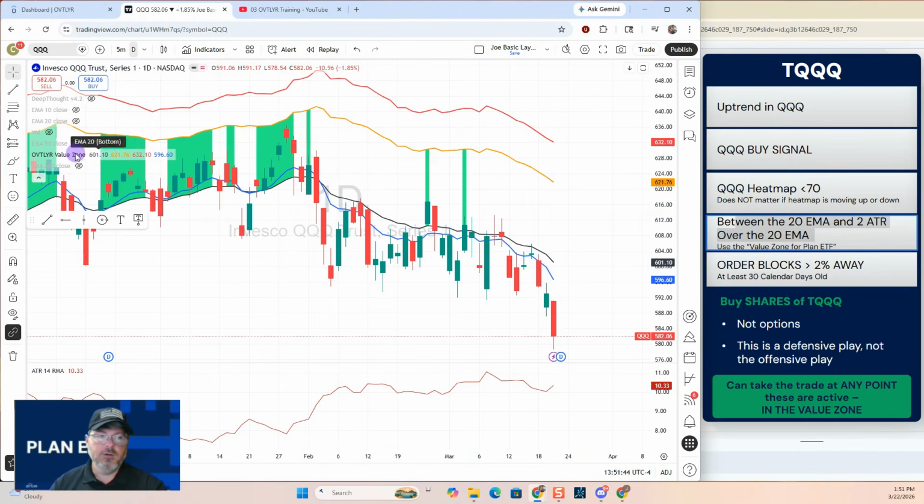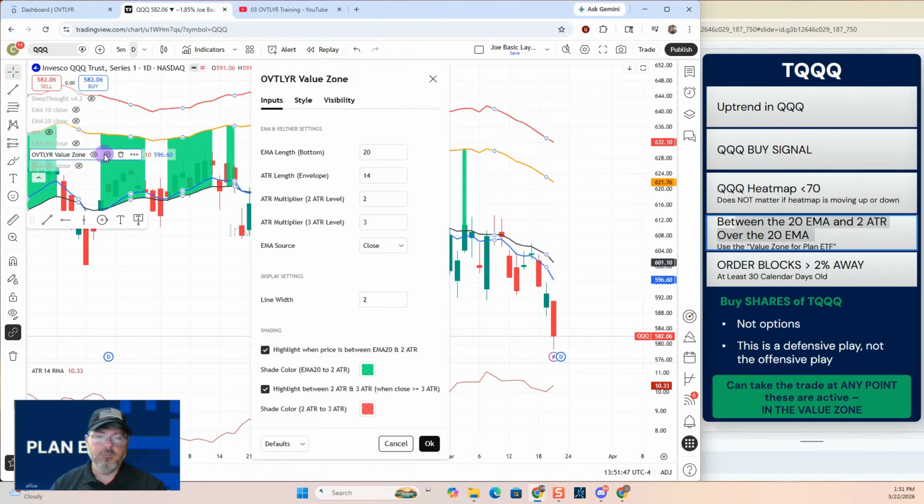If we go into our settings for the Ovtlyr value zone, we can see the EMA length is 20, right? We're concerned about the 20 EMA. We're always concerned about the ATR value of 14. That's the one that Chris used in his back tests. We're also concerned about 2 ATR, 2 times the ATR. And we're considering 3 times the ATR as an exit signal. Now, we haven't gotten to exit signals yet, but this will be important in a little while, okay?